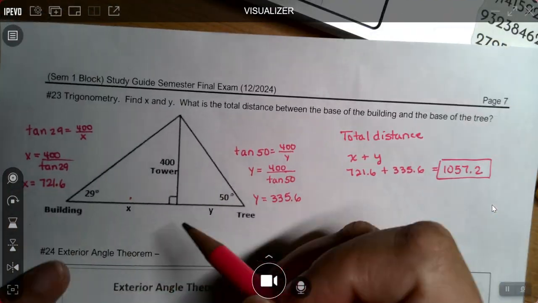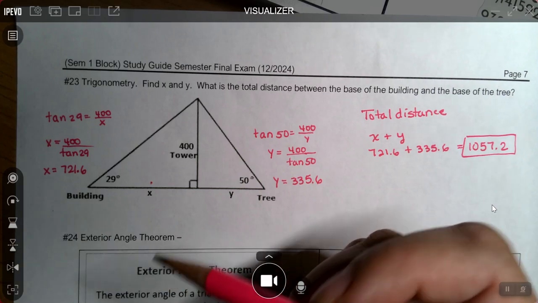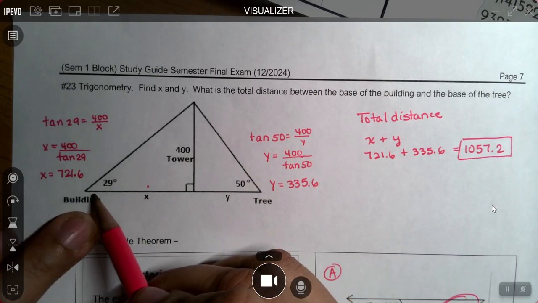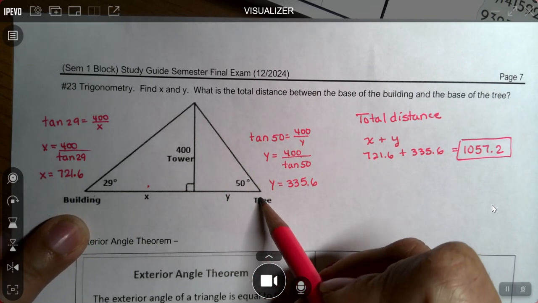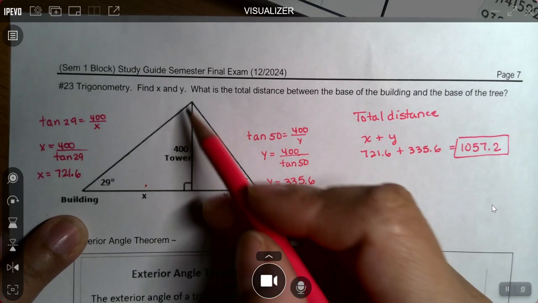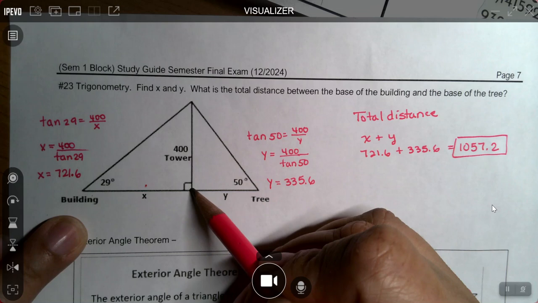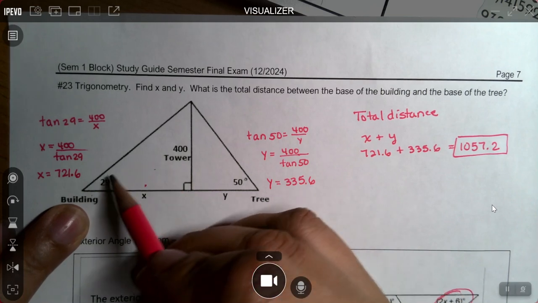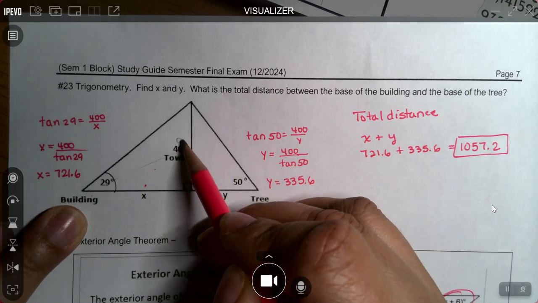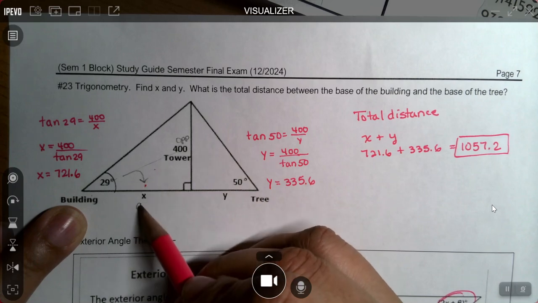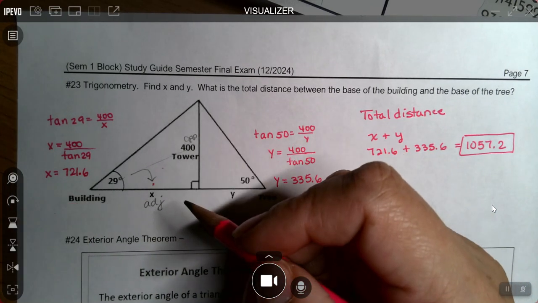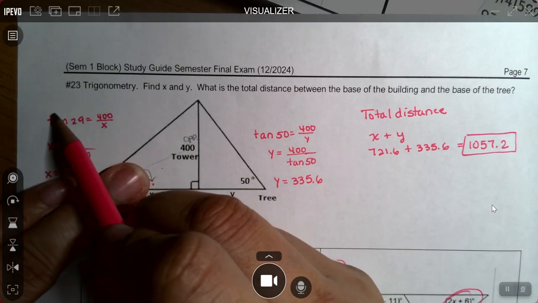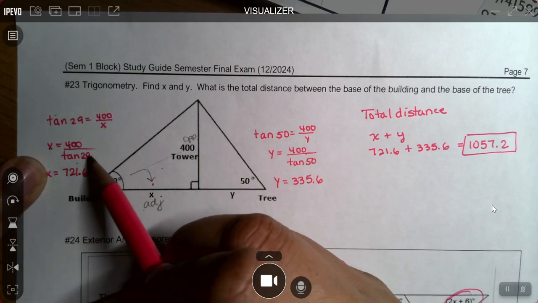Okay. More trigonometry. Find x and y. What is the total distance between the base of the building and the base of the tree? All right, so it's already split up for us. We see that this is a perpendicular altitude, right? It's an altitude that makes this a right triangle, right? That's opposite, and that's adjacent. So that is tangent. So tangent 29 is 400 over x. Swap a roo. X is 400 divided by tan 29.